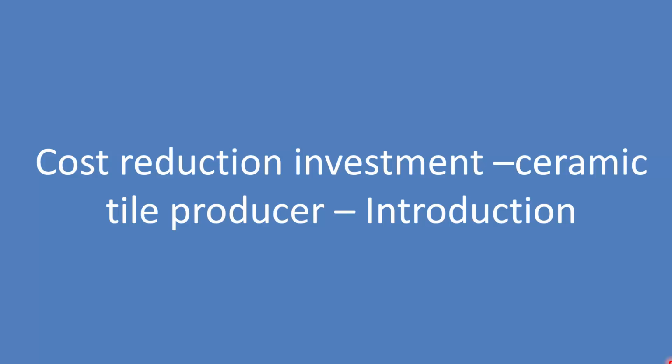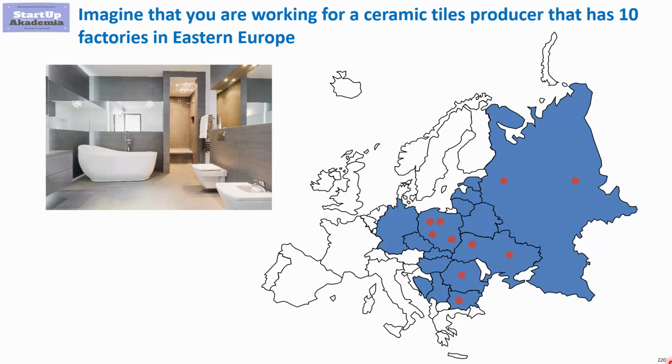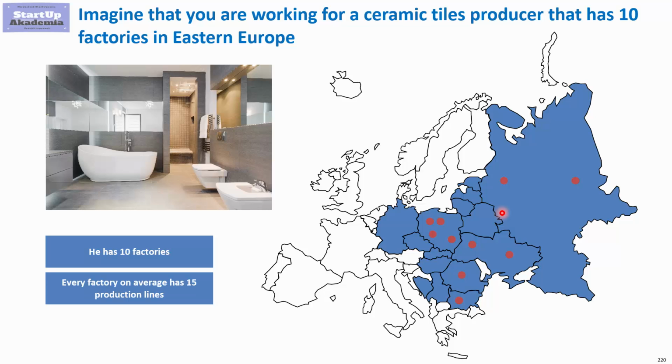Now we will discuss how we can calculate whether it makes sense to install automated robots that will help us reduce the cost of labor. So imagine that you're working for a ceramic tiles producer that has 10 factories in Eastern Europe. And each and every factory on average has 15 production lines.